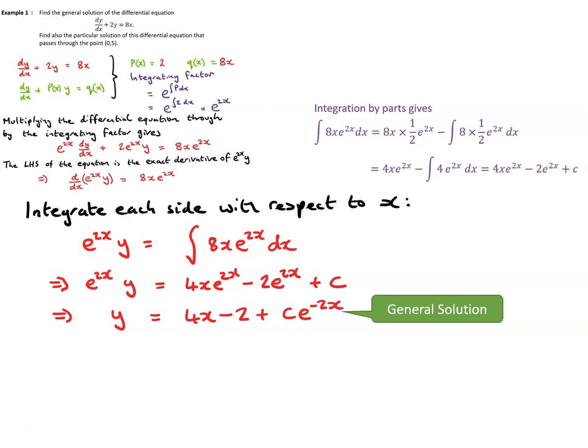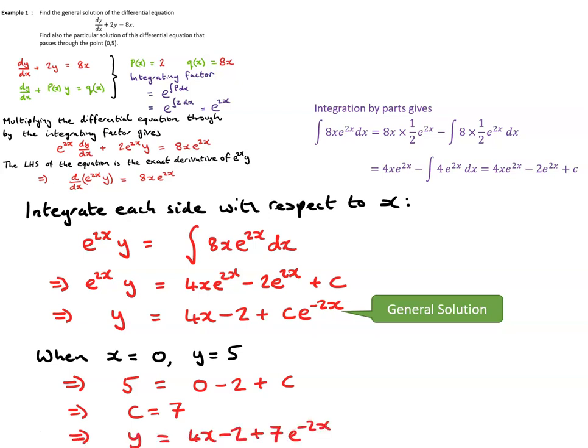And finally, we want the solution of the equation that passes through the point (0, 5). So when x is 0, y has got to equal 5. So we've got 5 equals 4 times 0, which is 0, take away 2, add c. So c must be equal to 7. So the solution that passes through the point (0, 5) is y equals 4x minus 2 plus 7e to the minus 2x.